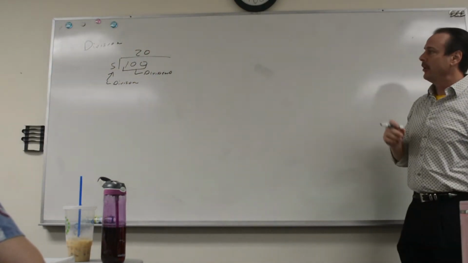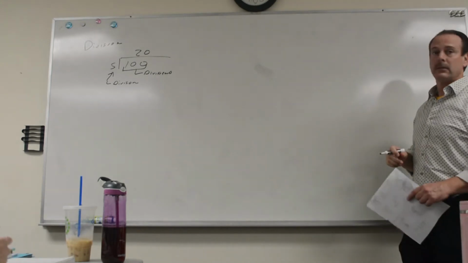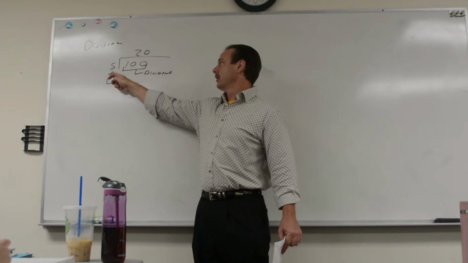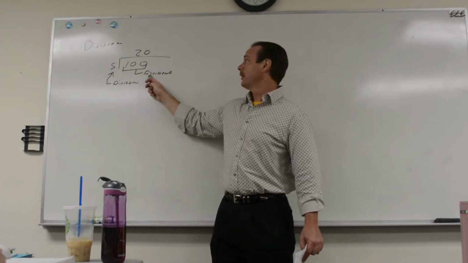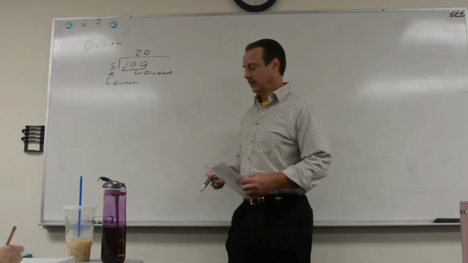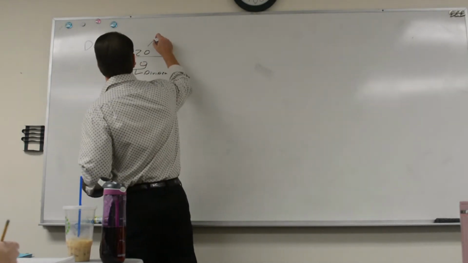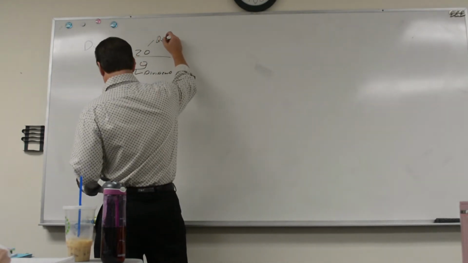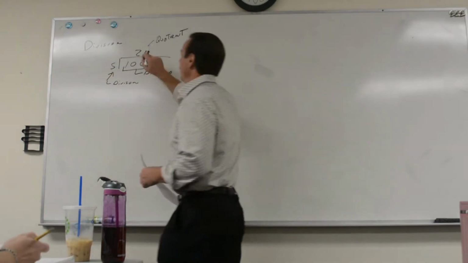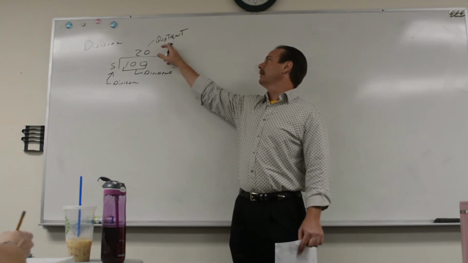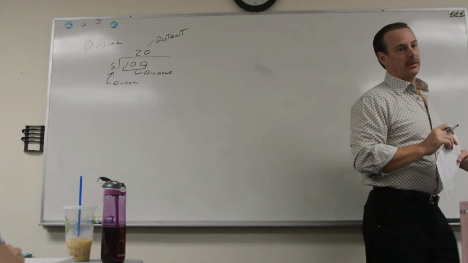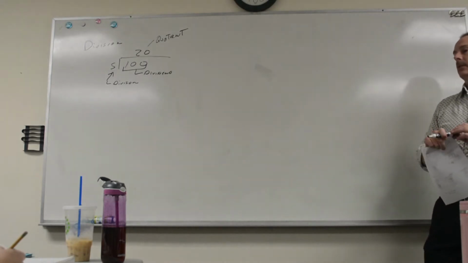That's your dividend, the 100. This is the divisor. This is the dividend. And this is the quotient. That's your answer. Now, if you see a word problem where they ask you for the quotient, they're telling you to divide those two numbers. If they want a quotient for two numbers.